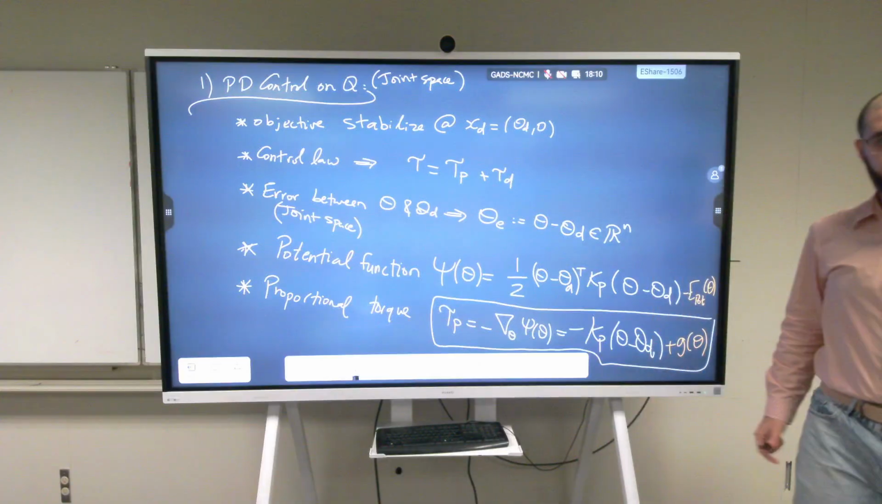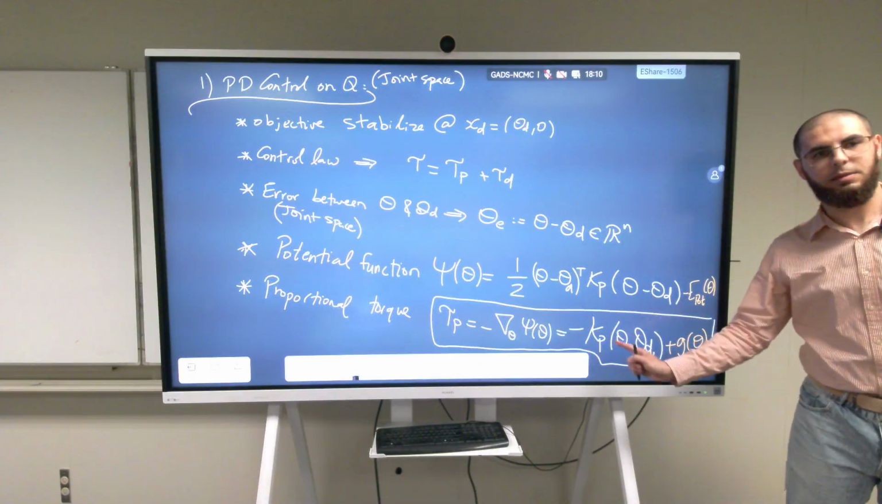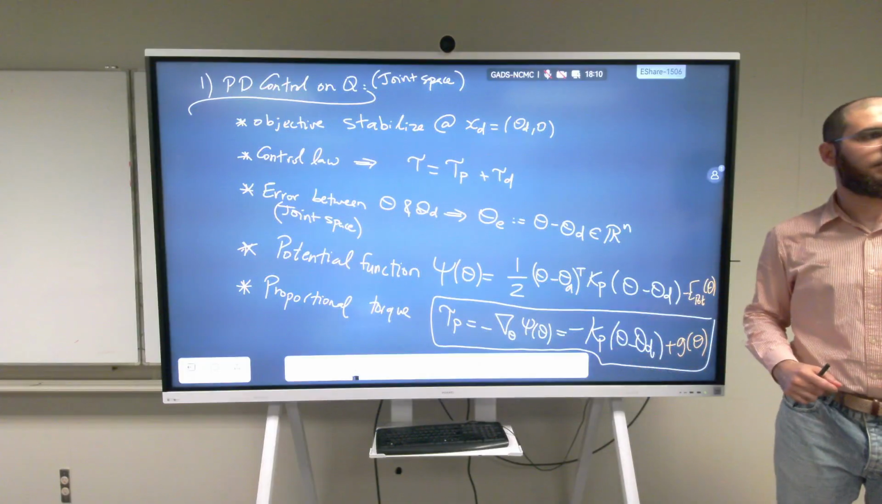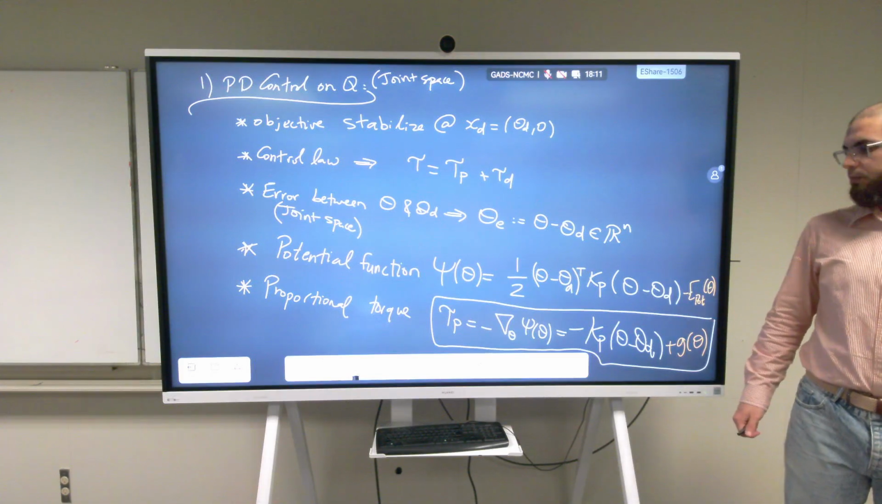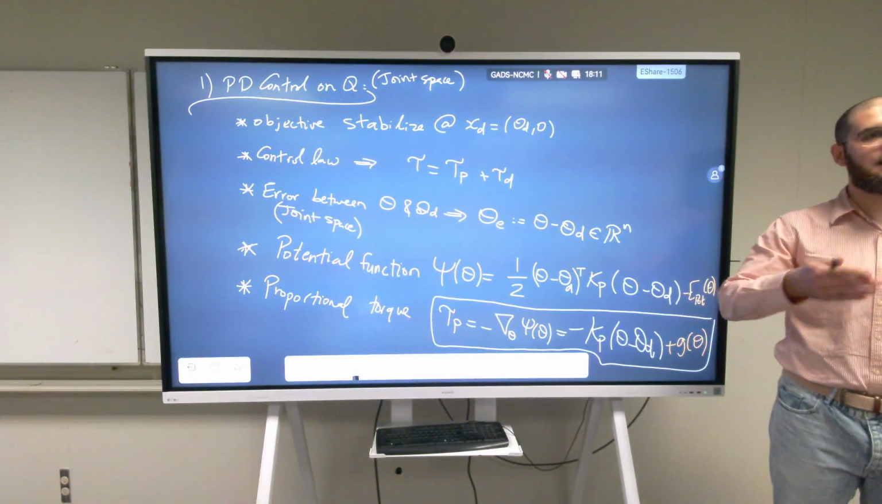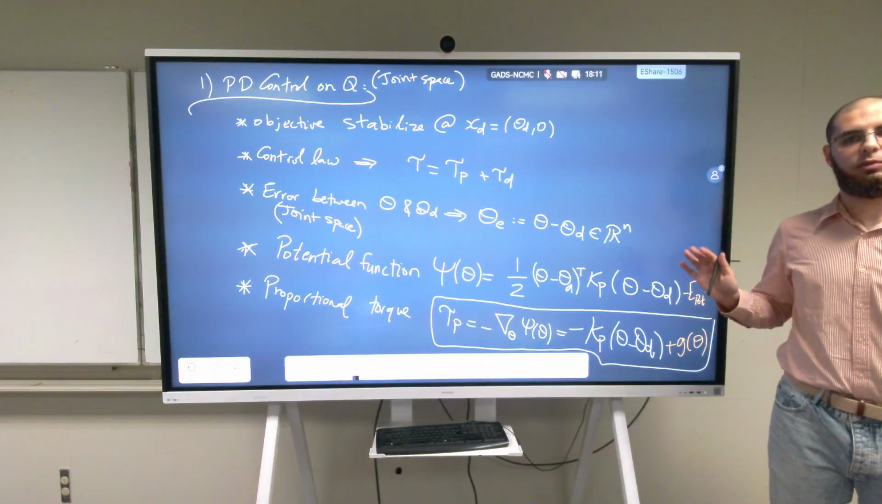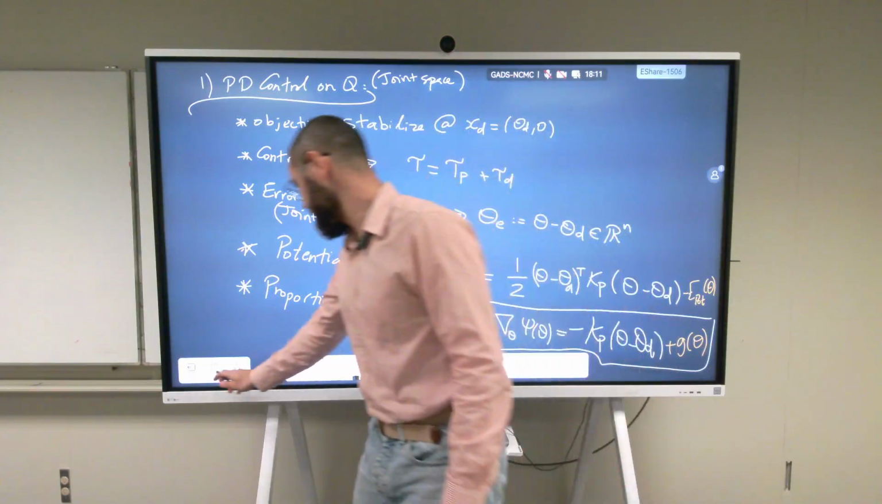And this is the proportional torque. So I have minus Kp multiplied by theta minus theta desired, and I have the gravity torques. I compensate them. I cancel them. I cancel the gravity. This controller we just derived has a very simple name. It's called PD plus gravity compensation. Called PD control plus gravity compensation.